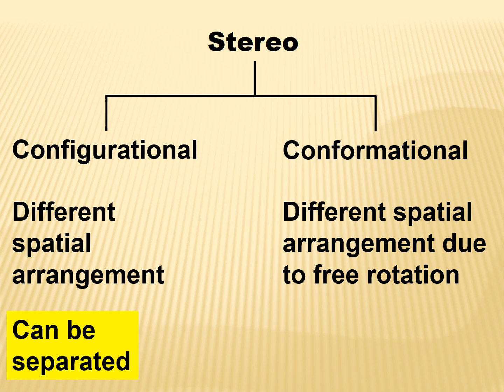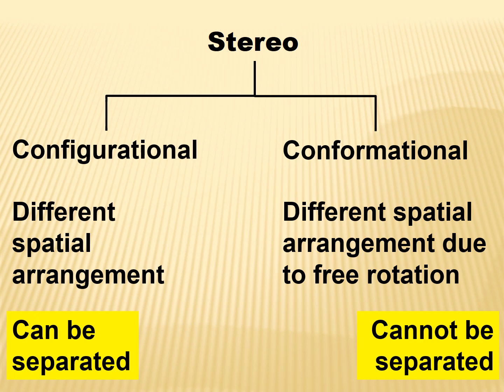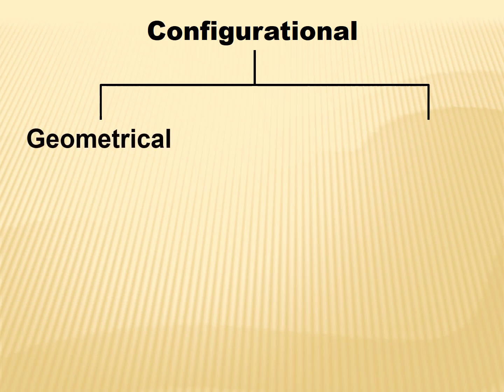Configurational isomers can be separated into the different individual isomers, but conformational isomers cannot be separated. So we will start with configurational isomers. They are again classified into two categories, namely geometrical isomers and optical isomers. Now let us see what are geometrical and optical isomers.